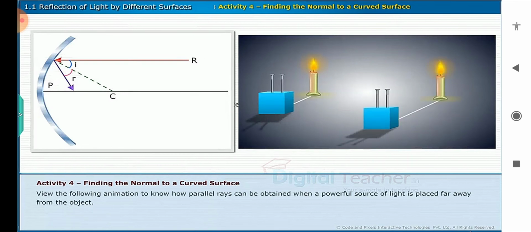View the following animation to know how parallel rays can be obtained when a powerful source of light is placed far away from the object. Now, let us learn how to identify the focal point of a curved surface.